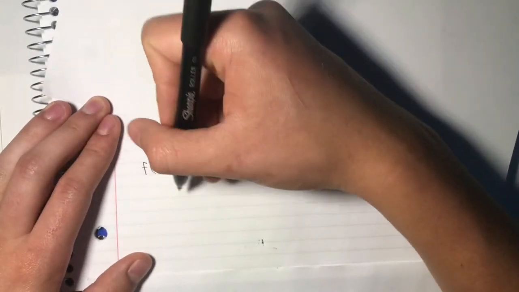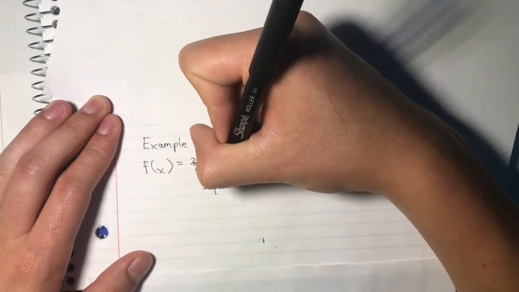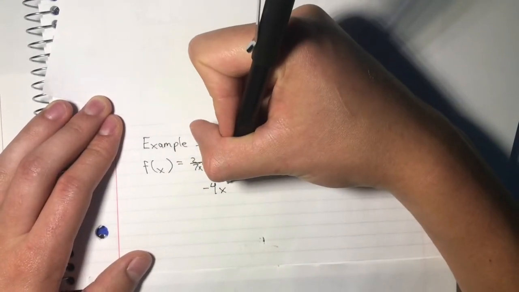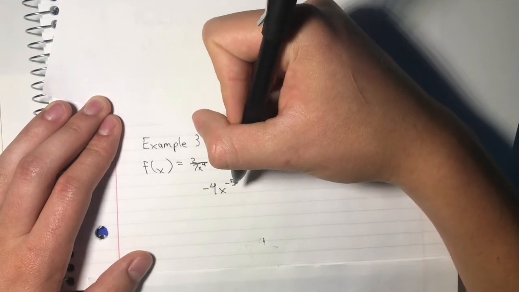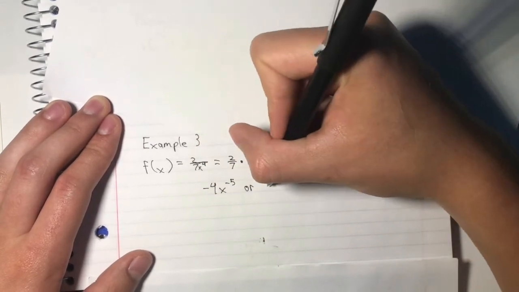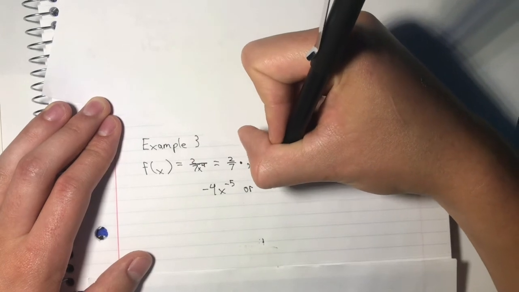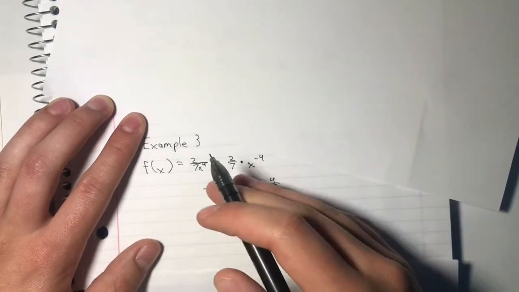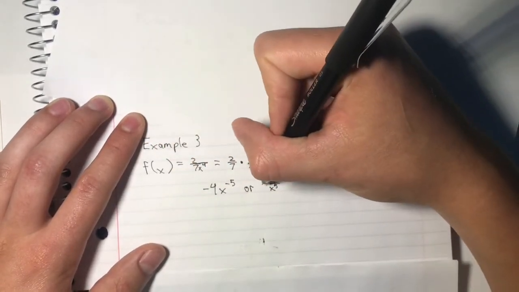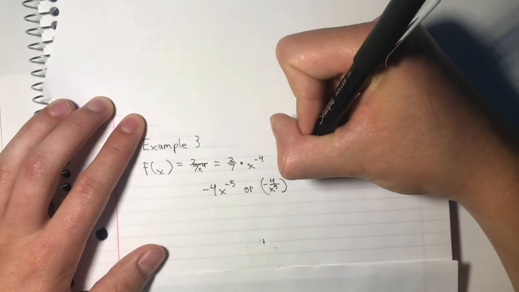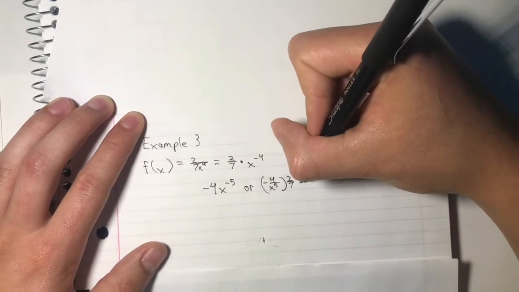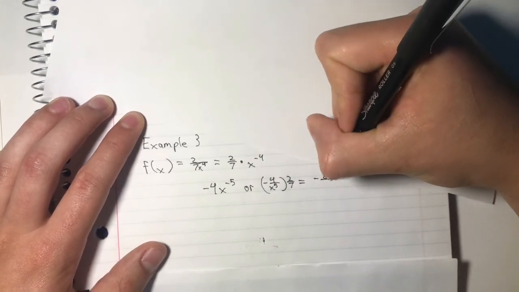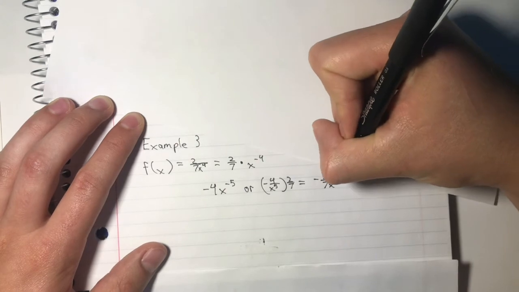So we get negative 4x, and then n minus 1, right? So negative 4x to the negative 5th power, or negative 4 over x to the 5th, right? So now you're wondering, well, what happens to our 2/7? Well, now we can bring that back in. So now we can go like this, times 2/7. So this should equal negative 8/7 x to the 5th power.